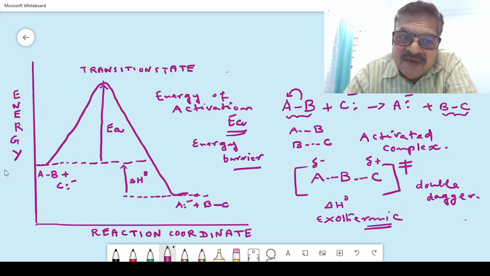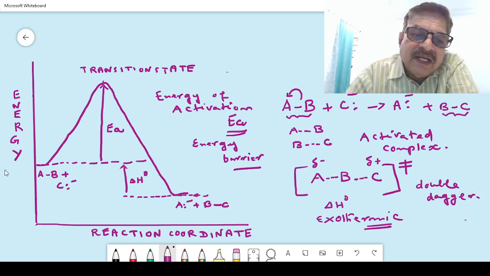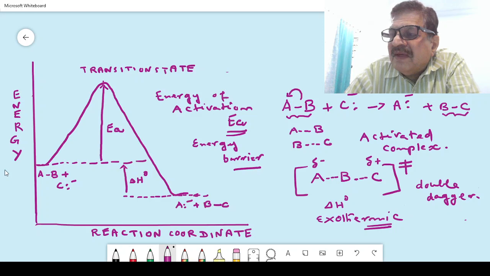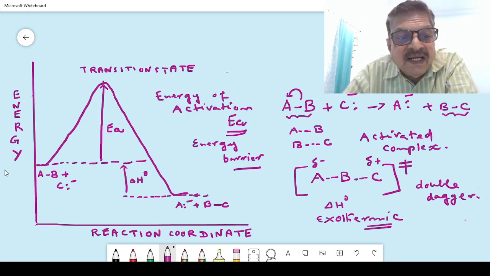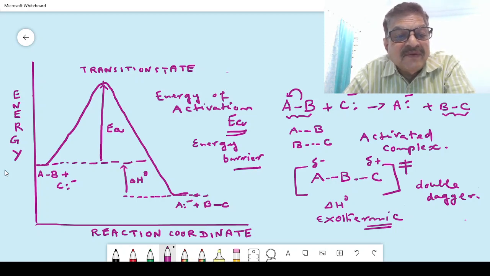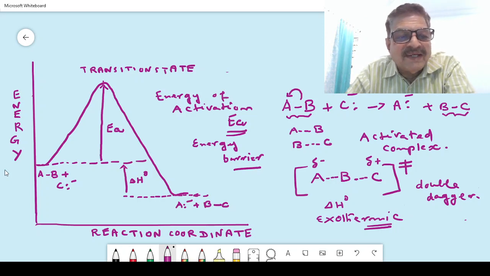Now, the size of the EA, that is the quantum of the energy of activation, will indicate the rate of the reaction. So the size of the EA tells us about the rate of the reaction here. Now, the larger the EA, what does it indicate? That the activation energy is very high. That means more and more energy is to be supplied for breaking the bonds. So when more and more energy is to be supplied, the reaction will automatically slow down. It will be a slow reaction.